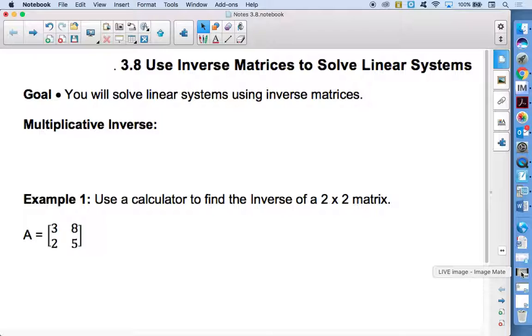Alright, so in your packet, if you look at page 25, the last section of the chapter, this last section takes the information we've kind of talked about with matrices and applies it to solving a system of linear equations. So we know we can solve a system with, yes?